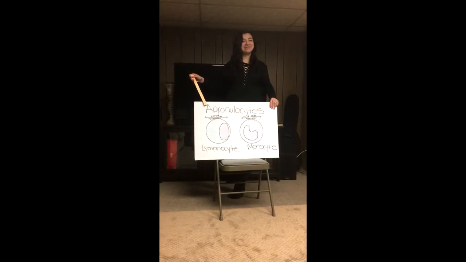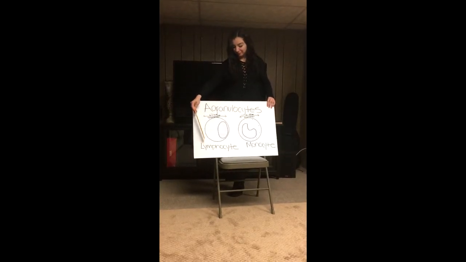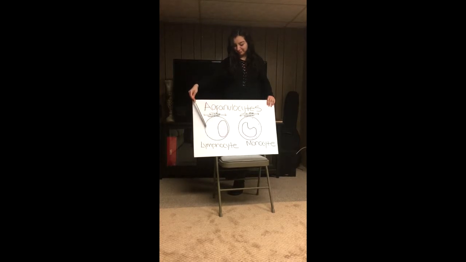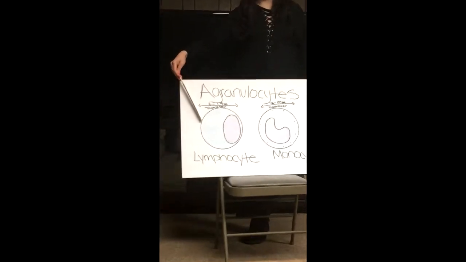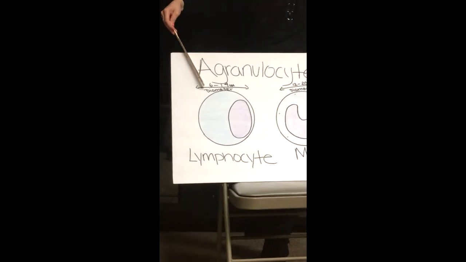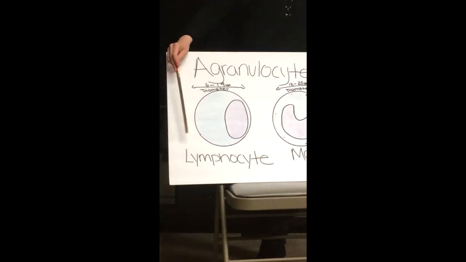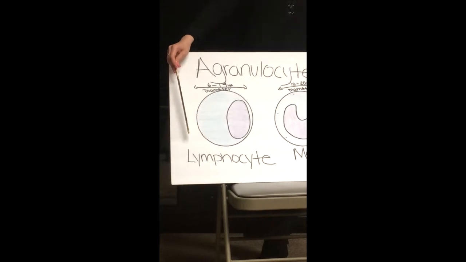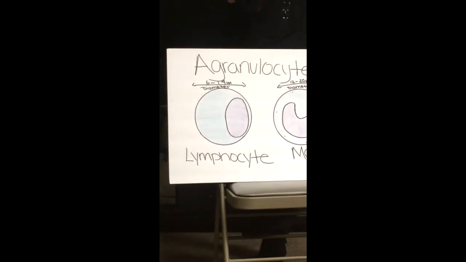Agranulocytes. Lymphocytes: round nucleus, cytoplasm forms a thin ring around the nucleus, 6 to 14 micrometers in diameter. Produces antibodies and other chemicals responsible for destroying microorganisms.